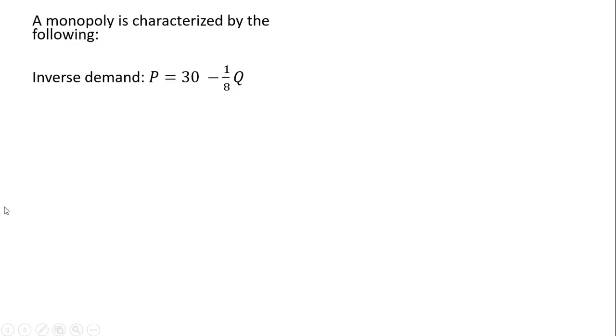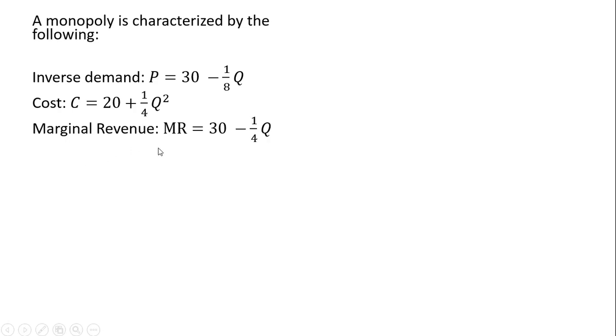So we start with a monopoly characterized by the following conditions. The monopolist faces an inverse market demand of P equals 30 minus 1/8 Q. P is the price and Q is the quantity of the monopolist's output. We're also given an equation for the monopolist cost of production: C equals 20 plus 1/4 Q squared.